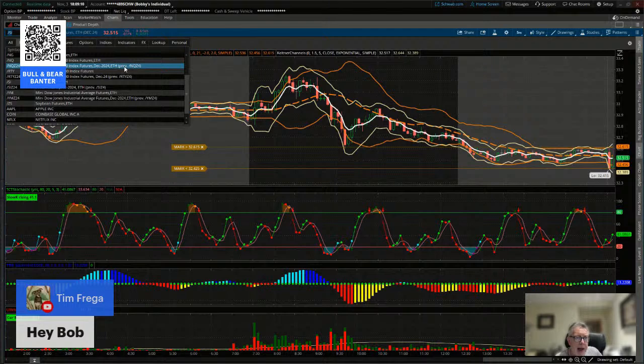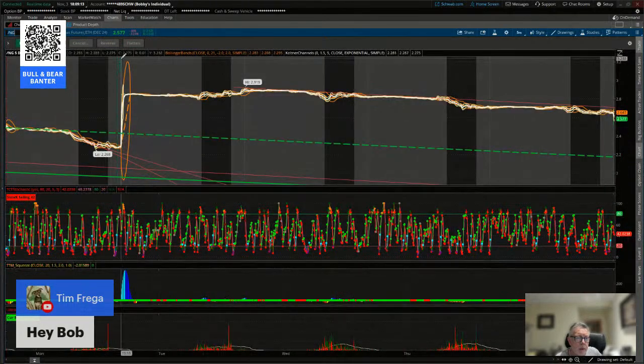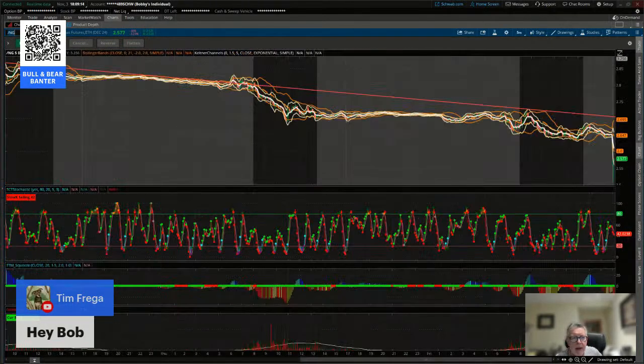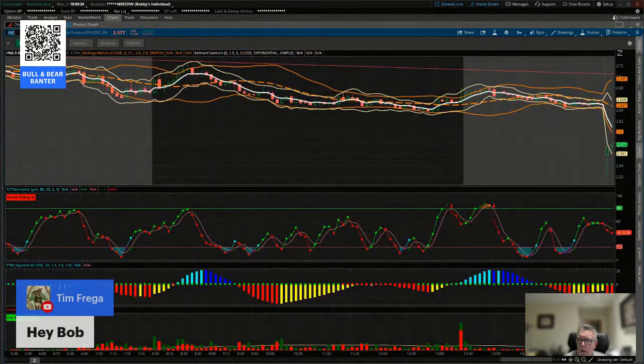Let's check in with natty gas. Wow. Jesus. Natural gas can't catch a break. Natural gas down over 3%. Amazing. Really amazing stuff.